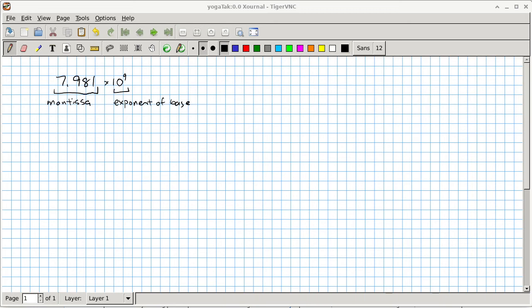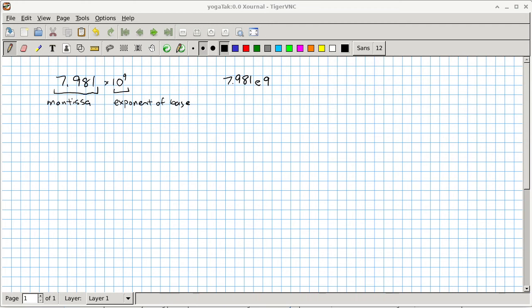If you try to represent this constant in C and C++, it is usually written as 7.981 and then a lowercase e9, because that is the way we represent scientific notation in C, C++, and most programming languages derived from C or C++. That's really just the syntax. Are we good so far? Is that still okay?